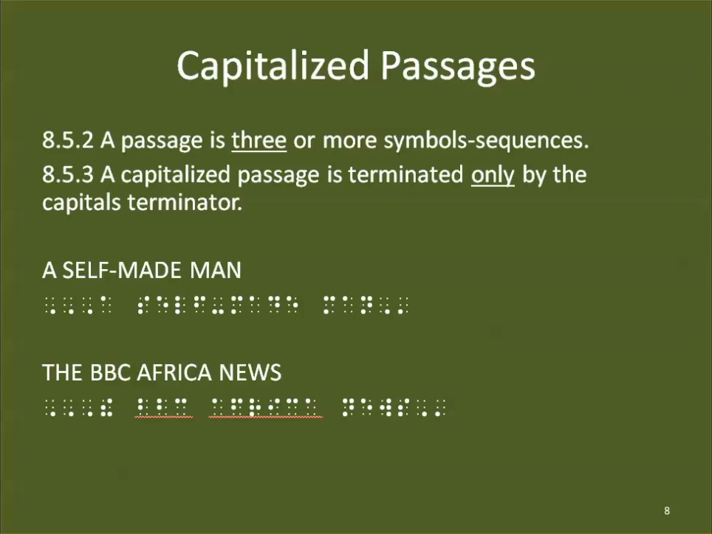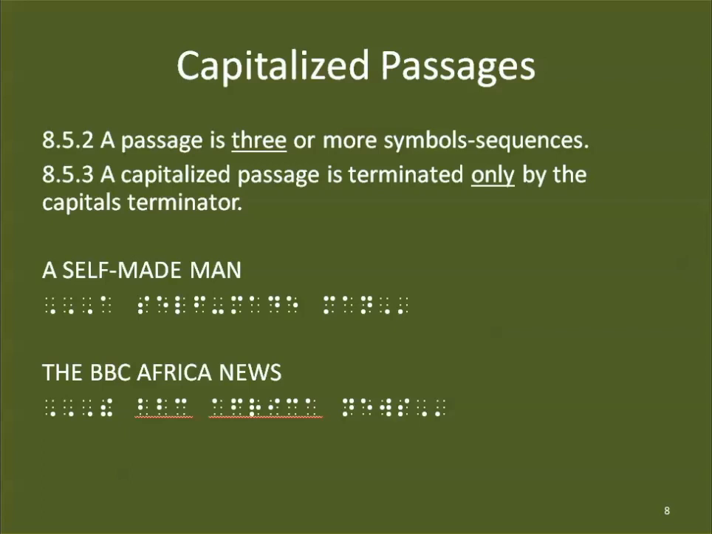So our first example, we have a self-made man. That's 3 symbol sequences there, not 4. We have 3. A is 1, self-made is 2, and then man is 3. So we have 3, that's a passage, and we're going to indicate that with 3 cells of .6. Then nothing else, we don't use the capital indicator again anywhere because we've said that whatever follows this is going to be in full caps until we say stop. So we have a, self-made, man, none of that is individually capitalized. And then we terminate it with that capital indicator .6 and the .3.